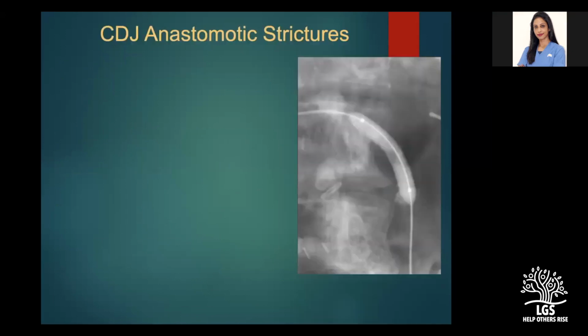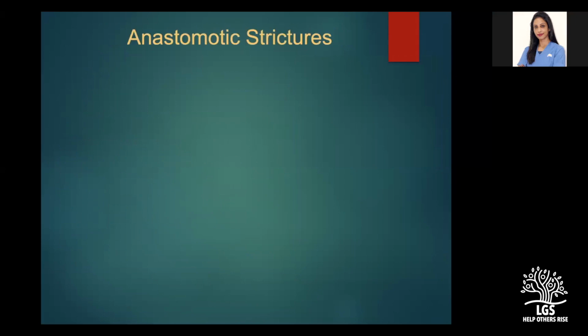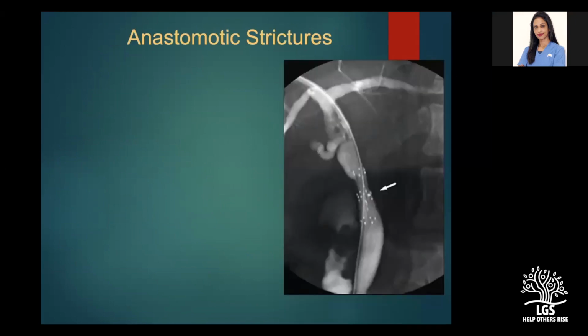Now, this is one such balloon which was used, and balloon dilatation was followed by internal external drain for 4 to 6 weeks, 73% success at 2 years, and 66% success rate at 6 years. And anastomotic strictures, again, do we use metal stents?